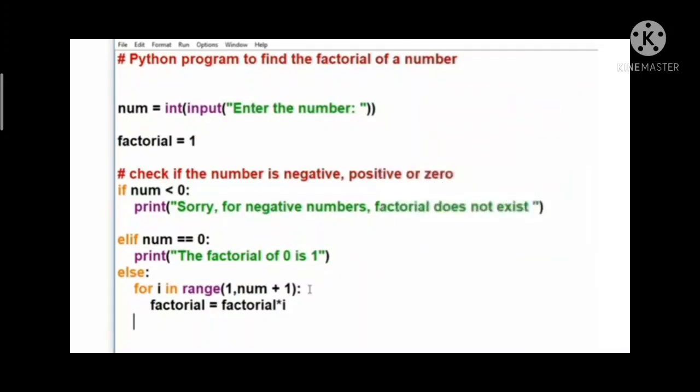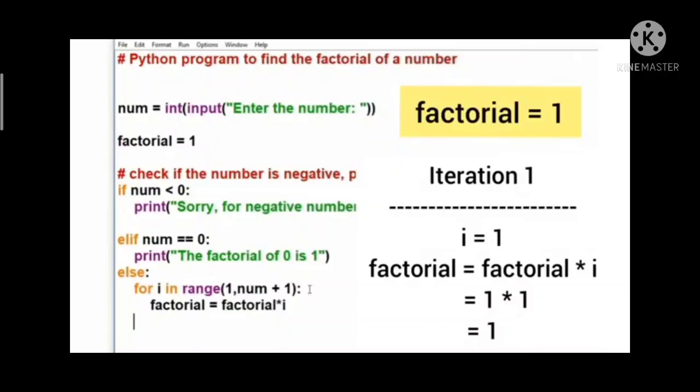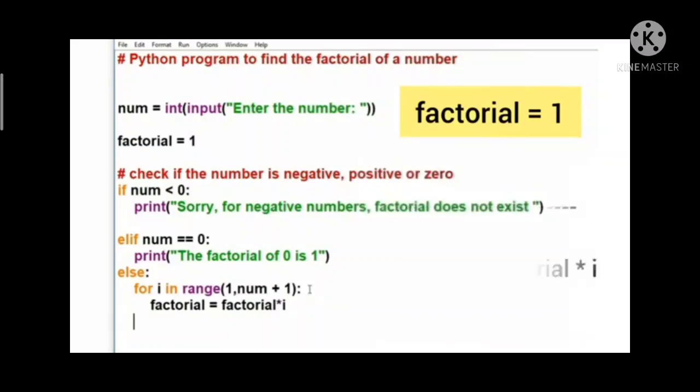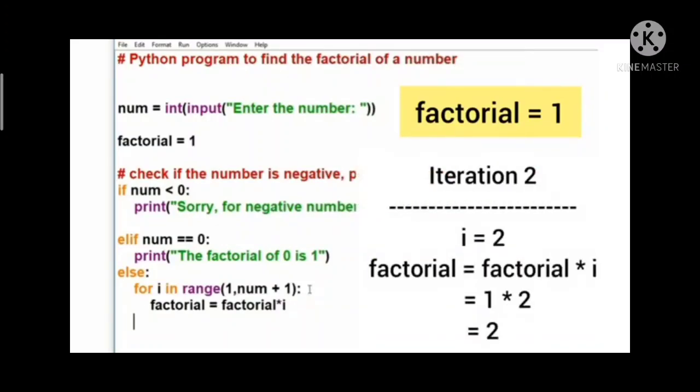In the first iteration, I equals 1. Then, factorial equals factorial times I equals 1 times 1. New value of factorial equals 1. In the next iteration, I equals 2. Then, factorial equals 1 times 2. New value of factorial equals 2.